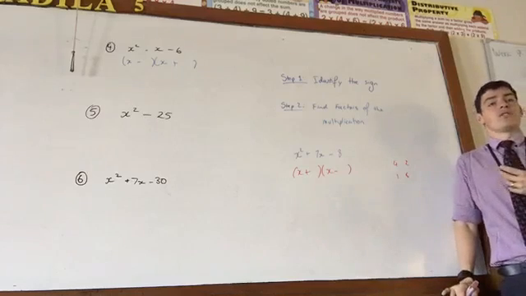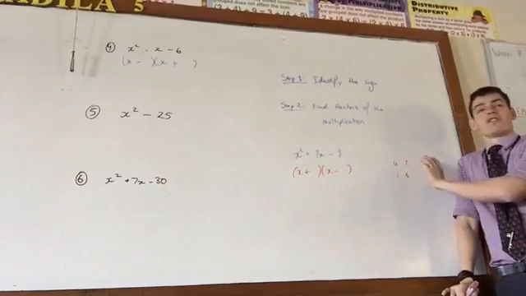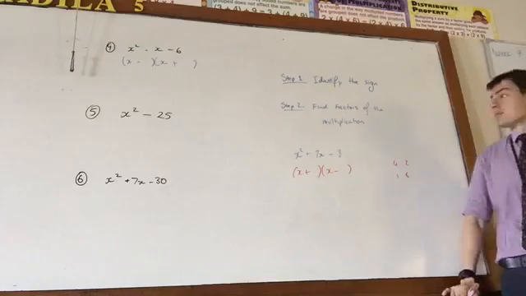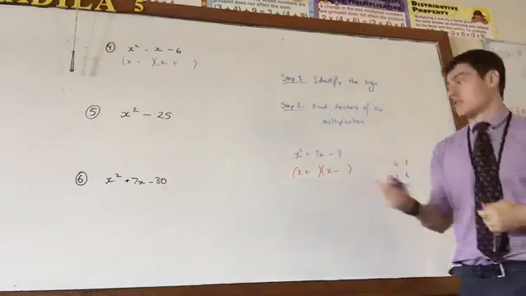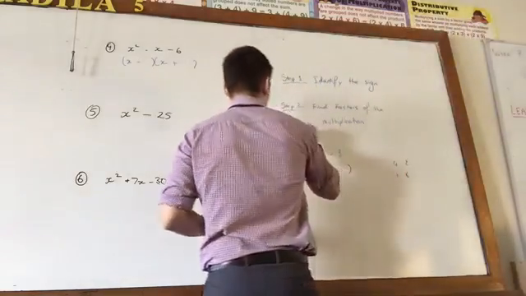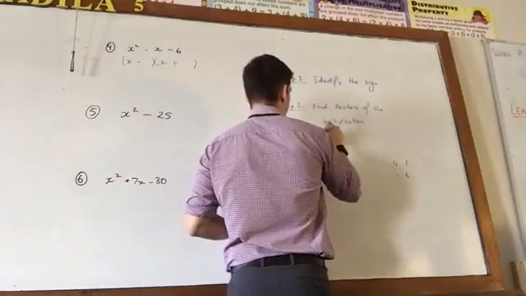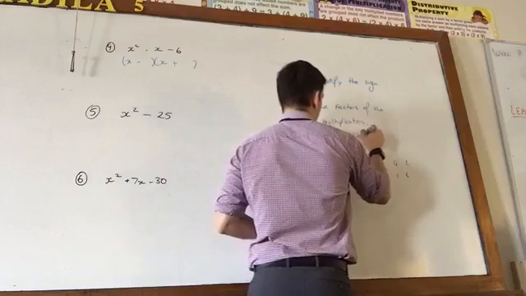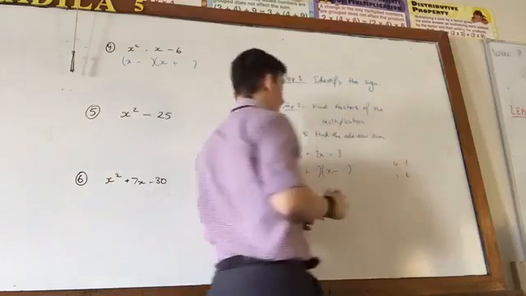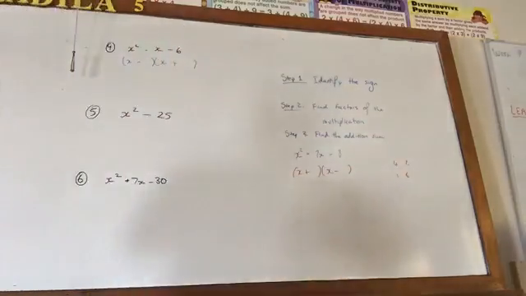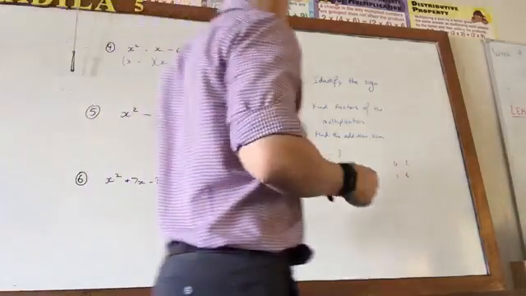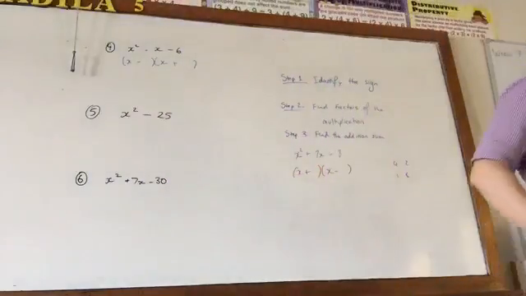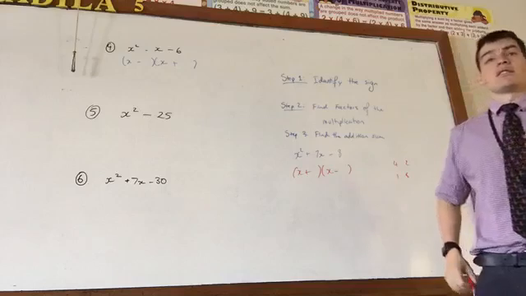Because I've got the factors, why do I find the factors? What's my next step? Step 3. Find the addition sum. So I'm asking myself, I need some combination of these numbers. I know one of them is negative. I need some combination of these numbers that adds to give me 7.